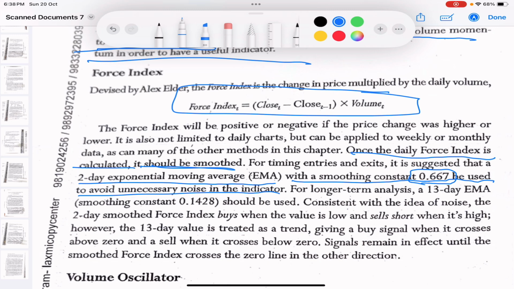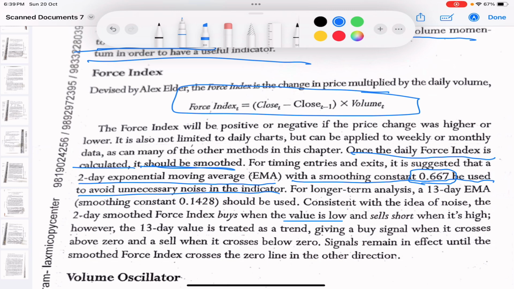For longer term analysis, a 13-day EMA with 0.14 should be used. For short term, you are just using a smoothing constant of 0.667. So like we have also seen in the other chapters, usually the smoothing constant which we are using for a short term case is 0.667, and whenever we are doing a longer term analysis you are using a smoothing constant of 0.1428.